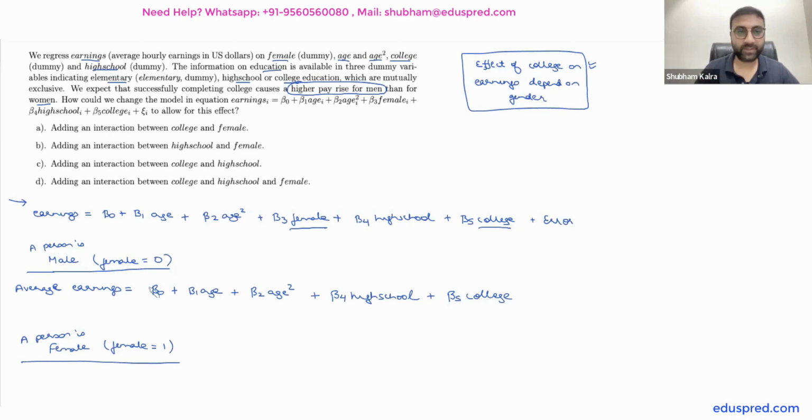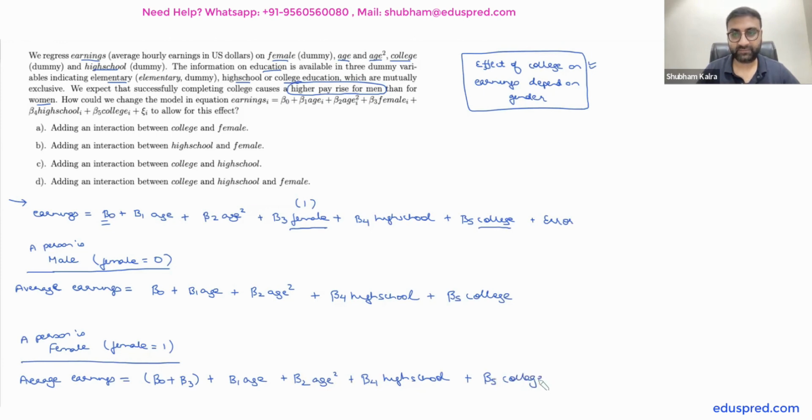Similarly, if you want to see how the equation is going to look for a female, we can do a similar thing over here. So we will have average earnings equal to, now over here, you're talking about a female. So for female, this beta 3 will be multiplied by 1. Okay, so I can write this beta 0 and this beta 3 together. So this will become beta 0 plus beta 3 and everything else will remain the same, plus beta 1 age plus beta 2 age square plus beta 4 high school plus beta 5 college.